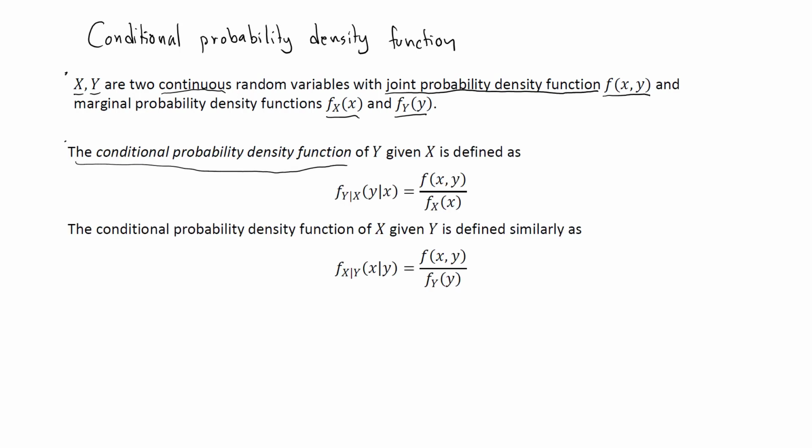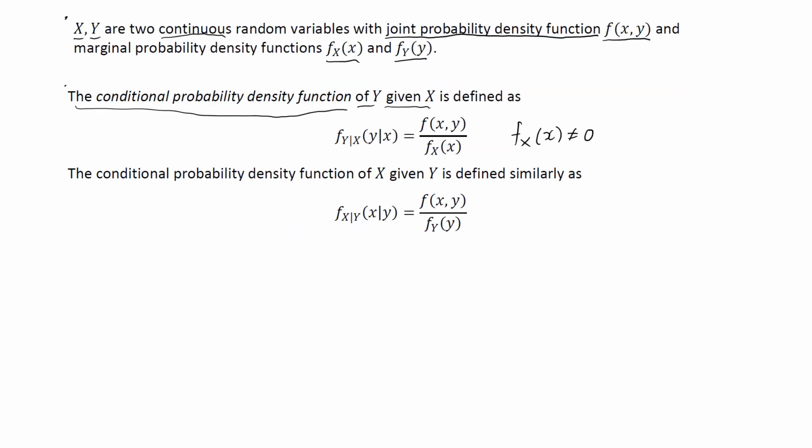The conditional probability density function of y given x is denoted like this, and it's defined as the ratio of the joint PDF to the marginal of x. It's only defined for values of x where this marginal is not equal to 0, but apart from that, it's defined for all other possible values of y and x. We can also do the conditional PDF of x given y, and that function is denoted like this and defined as the ratio of the joint to the marginal of y.